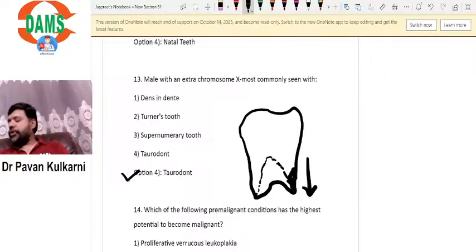You will see the extra X, that is Klinefelter syndrome, and Down syndrome. You will see taurodontism. So taurodontism is basically a radiographic image. Remember, it is a radiographic image. When you take an IOPA radiograph, you will see a very large crown and the furcation area totally shifted apically, very small furcation. Okay, small roots. That is why it is known as taurodontism or bull teeth.